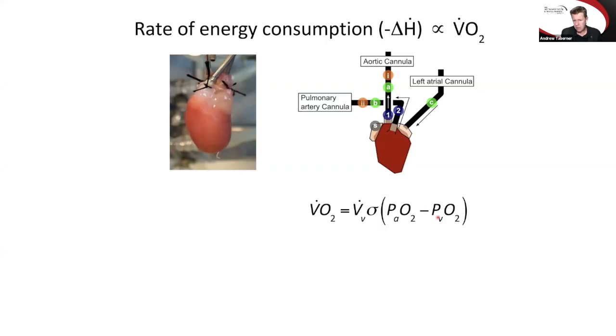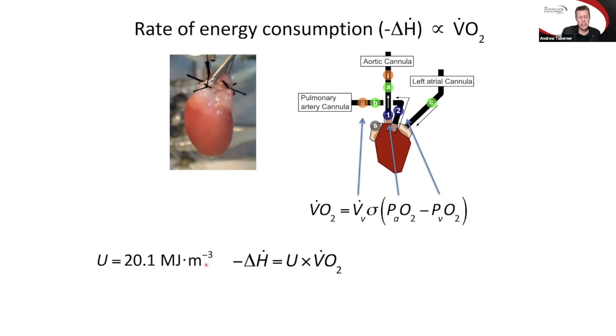And because we know something about the amount of oxygen that can be dissolved in the solution, we can measure how much oxygen is being consumed by the heart as it does work. So we cannulate these vessels, and that tells us the oxygen that is consumed. Now, because we know the energy density of this oxygen, it's 20.1 megajoules per cubic meter, we can now measure the change of enthalpy as being the product of the energy density and the volume of oxygen consumed.